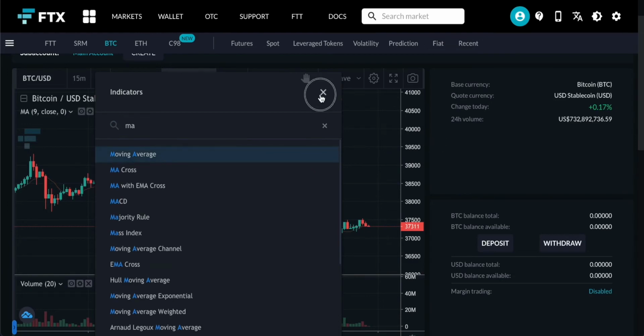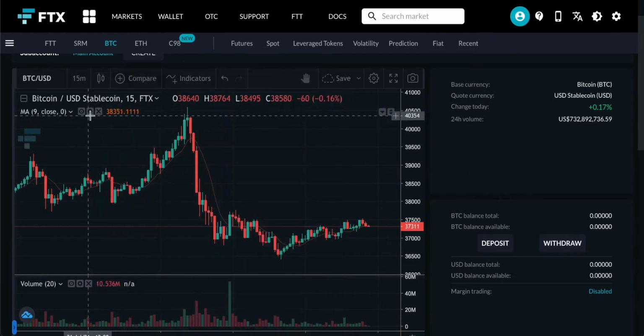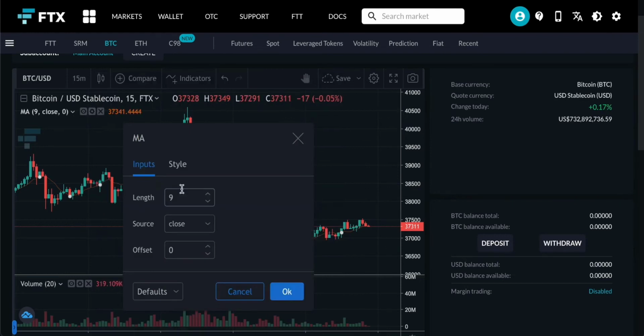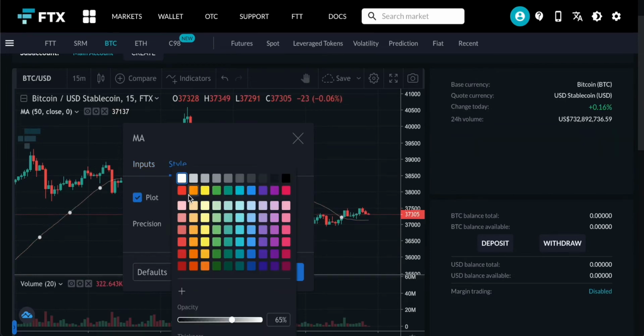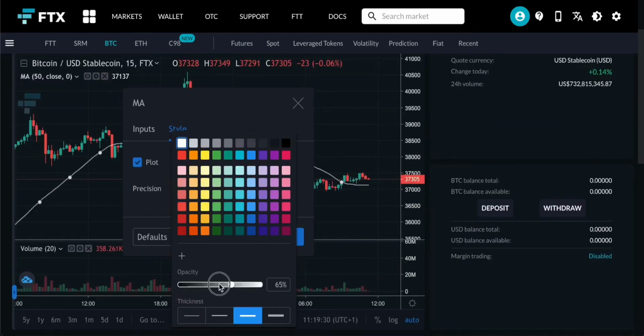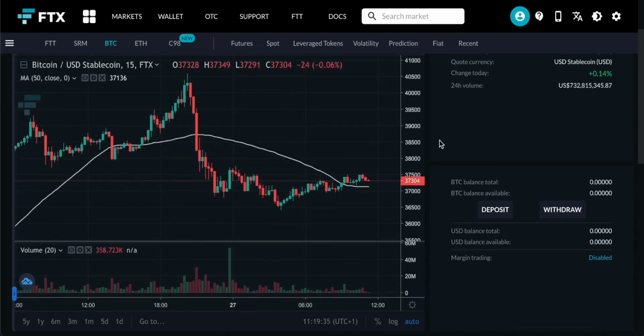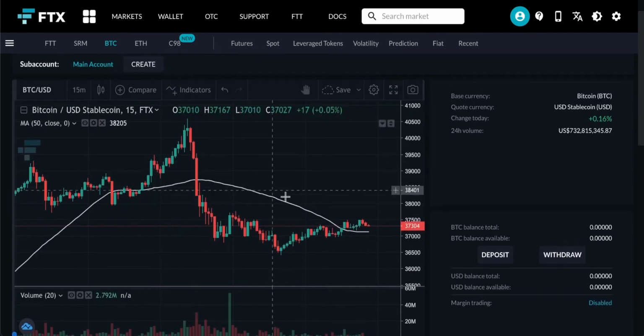You can then change this moving average. So you can come to the options menu. We're just going to change this to a 50-day moving average instead of a 9-day. And then with the style, just scroll down and change thickness and opacity, just how you want it. That's fine for me. So now we can see a 50-period moving average on there charted for us.